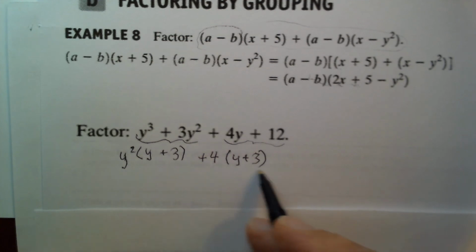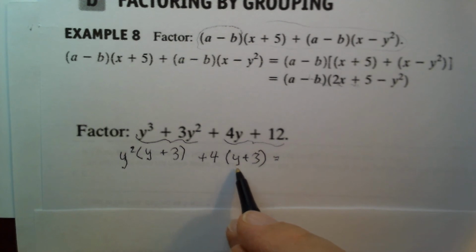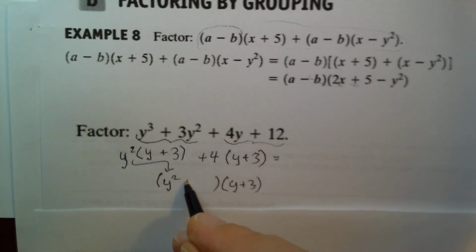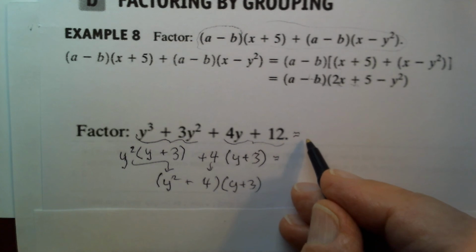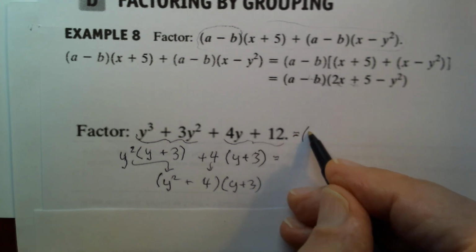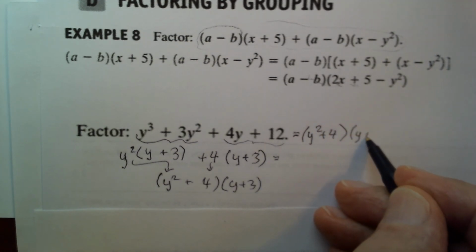When you look at this expression, what is the greatest common factor? Well, it is y plus 3. So therefore, we can write this as y plus 3 times, and now the y squared goes in here, plus the 4. And this is the factorization of this polynomial here. So this is y squared plus 4 times y plus 3.